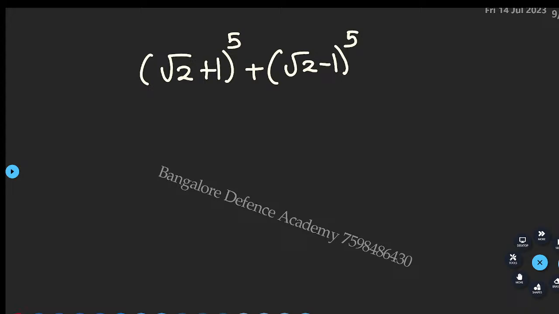Agnipath students, raise your hand. AFCAT students, raise your hand. CDS IMA. Which exam are you? BSF? Other than NDA students, raise your hand. Except NDA. Okay, anyone else here? Everyone except BSF and NDA, raise your hand.